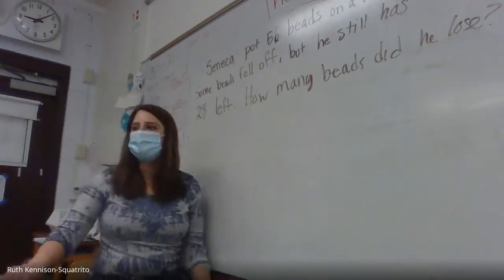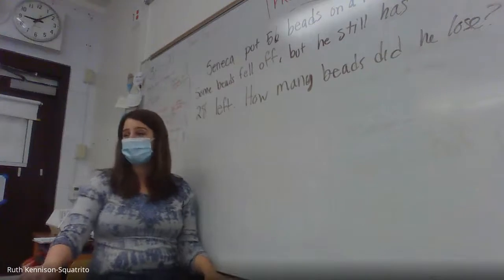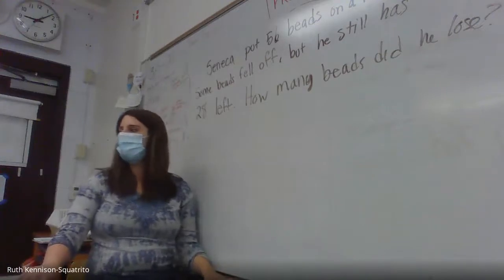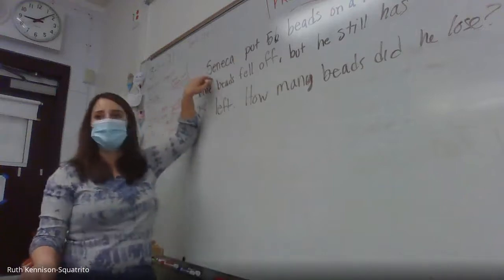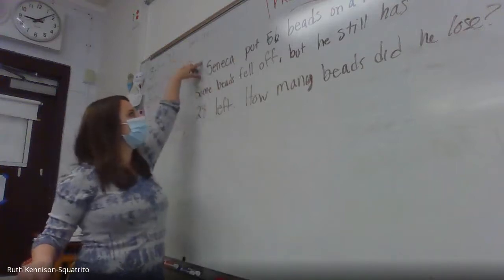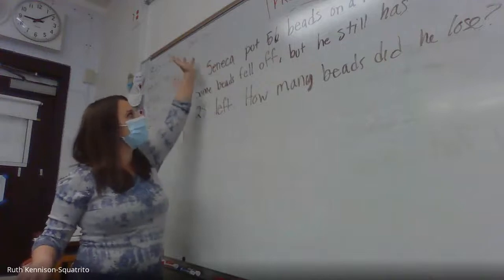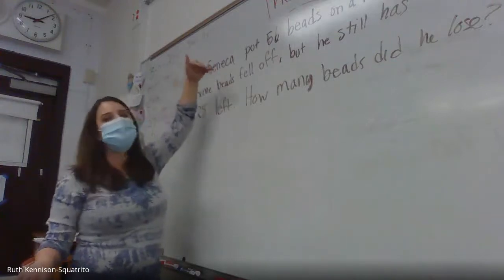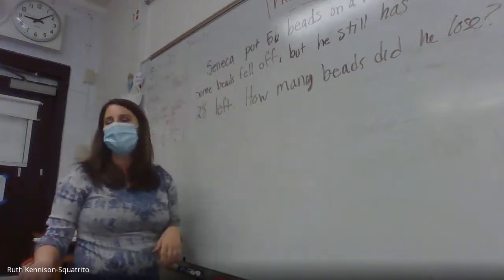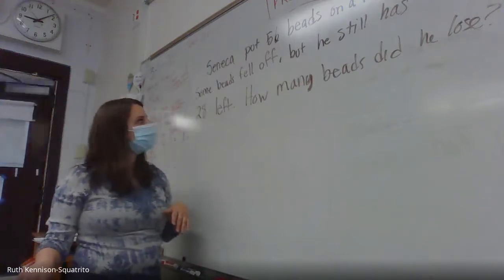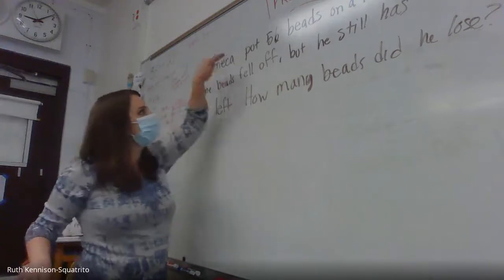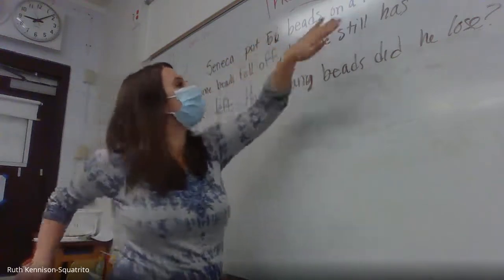Okay, so we need to think about what it is we're trying to solve. And when we look up here and we see a hard word, like this name is kind of tricky, Seneca, whatever, the names are not important, right? If you cannot pronounce the name, please don't get stuck on that and worry about that, because that is not important. Seneca put 56 beads on a necklace.